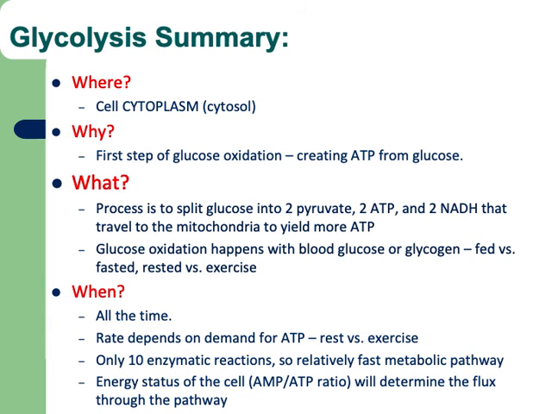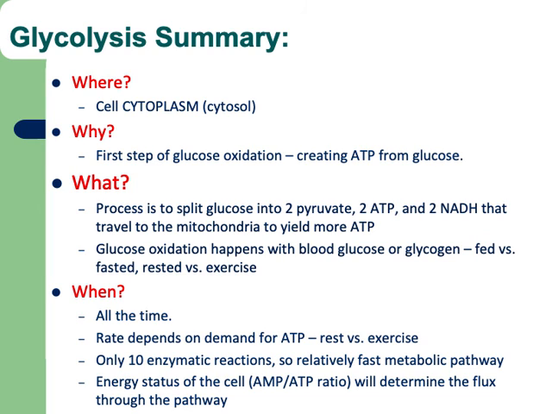Glucose oxidation happens with blood glucose or glycogen. It depends if we're fed versus fasted, or rested or exercising. When does glycolysis happen? Well, it happens constantly, all the time. The rate or the speed of glycolysis depends on the demand for ATP, and this is where you question rest versus exercise. It has 9 enzymatic reactions.